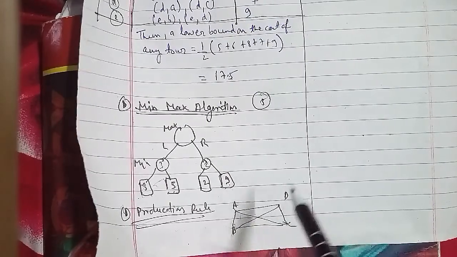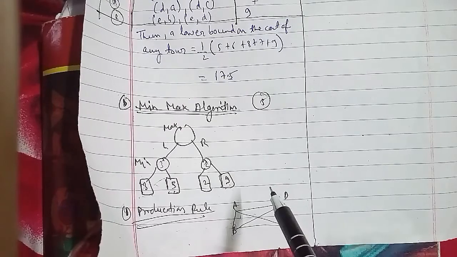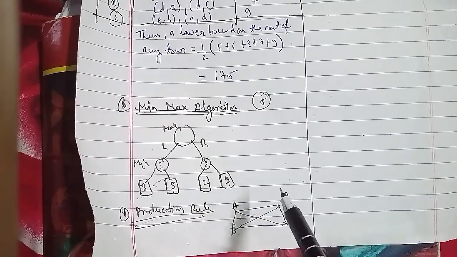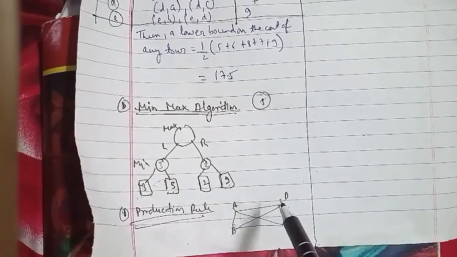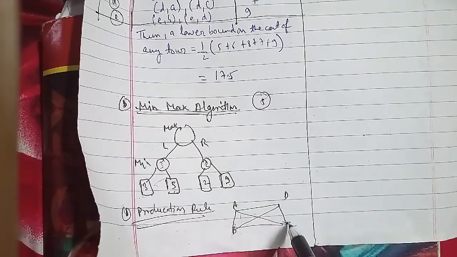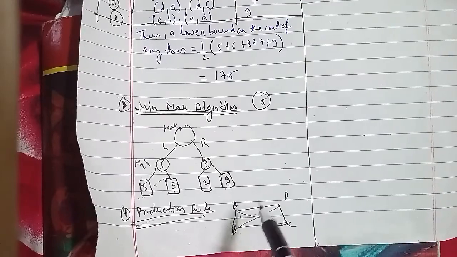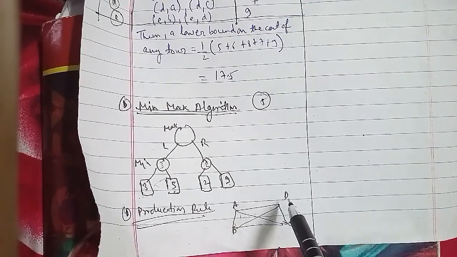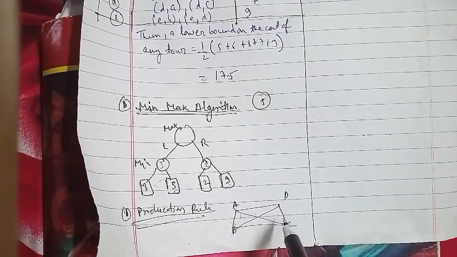If A and D are visited, then if C is the third city, then the salesman will visit city C. And if A and B are visited, and D is the third city, then the salesman will visit city C. And if A and C are visited, and D is the third city, then the salesman will visit city B.